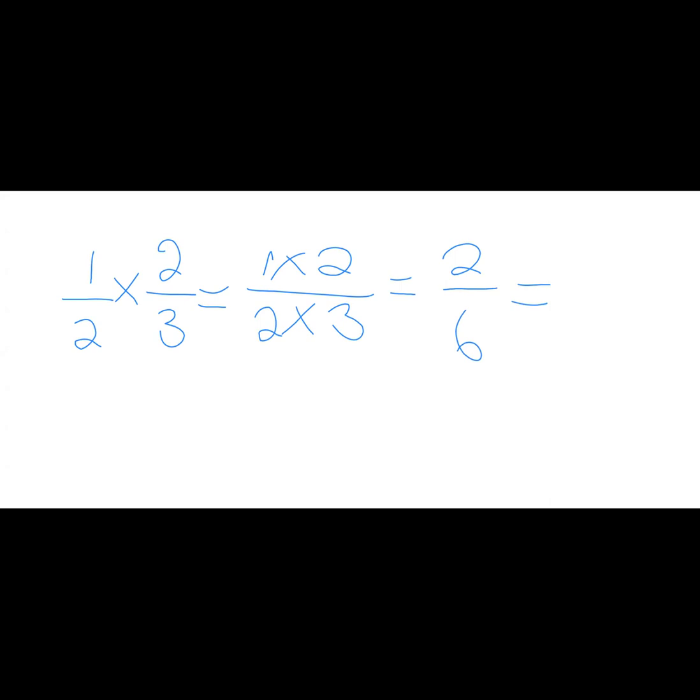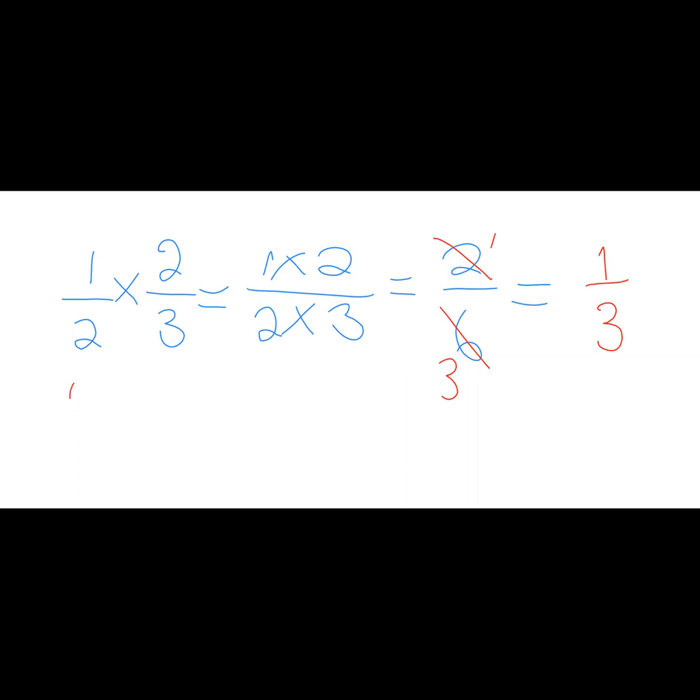Now, what we do is we do some checks. What number can go into 2 and 6 without leaving any remainder? 2. Good. So 2 into itself goes 1 time, and 2 into 6 goes 3. So just like that, I'll get 1/3. And that's it. Good? Yes, sir.